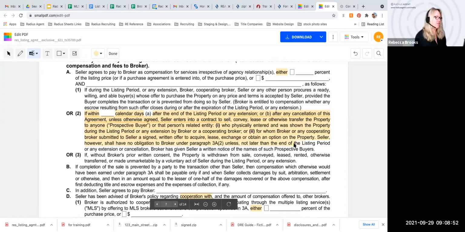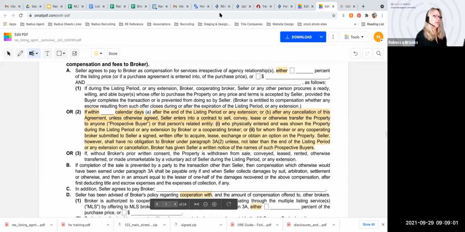Seller shall, however, not have an obligation to pay this commission unless no later than the end of the listing period of any extension or cancellation that the broker has given the seller a written notice of the names of prospective buyers. Okay, so I'm just going to explain why this is important to us, because say that you are showing a property, you're getting pretty good activity.